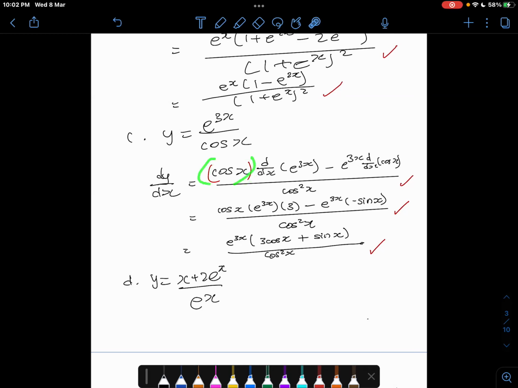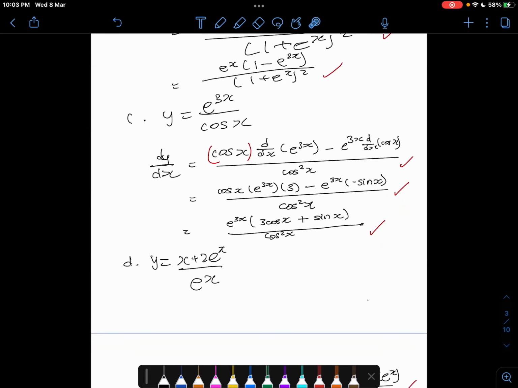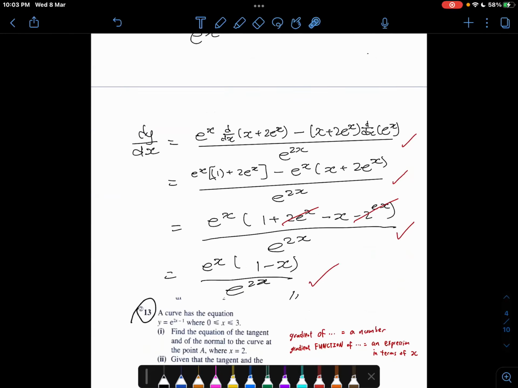Cosine x is understood. It's unlikely that there will be a cosine of x times the derivative. Okay, maybe it could be, but just to be safe, maybe just put a pair of brackets to separate your expressions. Very important. Brackets are very important. Please learn. Okay. Moving on.